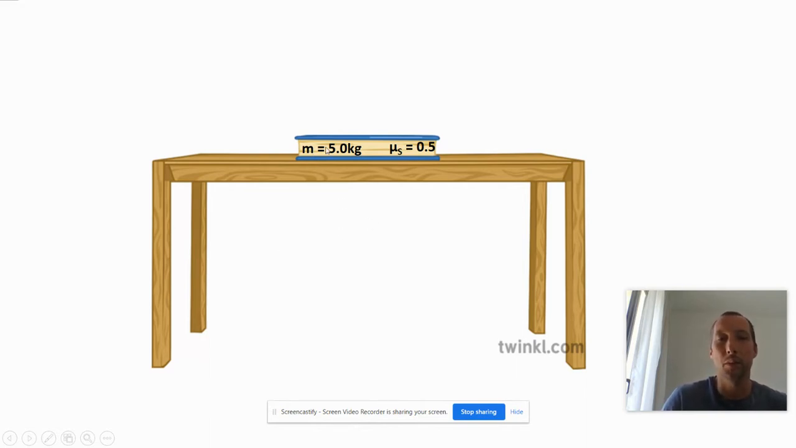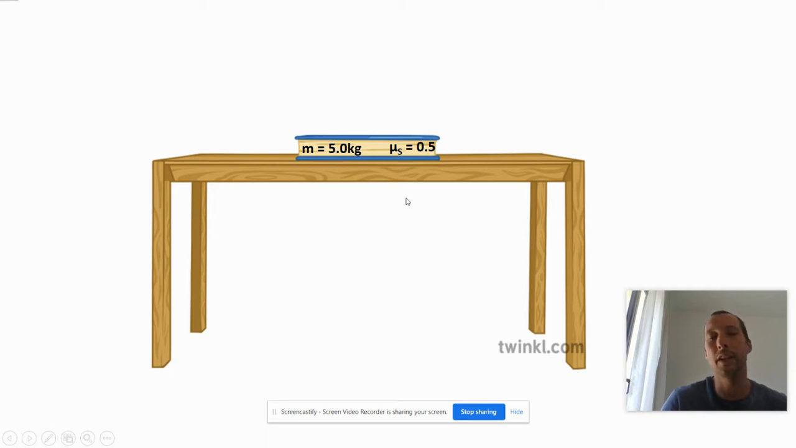Okay. So just to begin with, let's say we've got a book sitting on a table. The book weighs 5 kilograms and it's got a value of static friction of 0.5. We call it a coefficient of static friction. It's always a value between 0 and 1, and it depends on the nature of the surfaces involved. So this would depend on the nature of the table and on the book. If I put the book on a different type of table, that coefficient of static friction might change as well. So it depends upon the nature of the surfaces themselves.